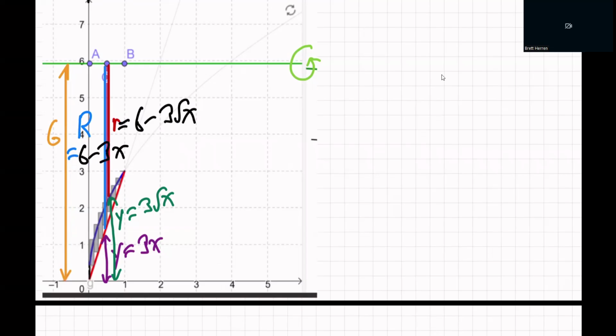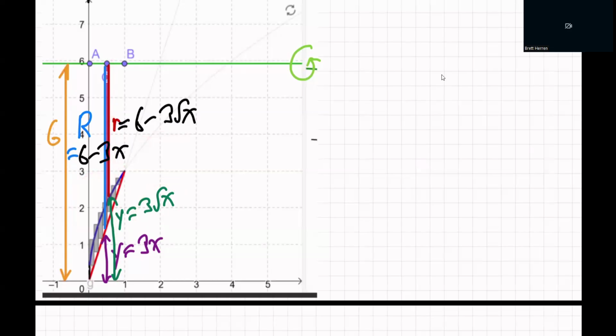Do you see that? Again, the capital R goes all the way to here. How do you find that? Take the whole 6, take away 3x, because y is from the origin up. And then the little r, which is there, is the whole 6, take away the 3 root x, because that's the y value up to the curve graph. So there we go. We've got the inner and outer radius.